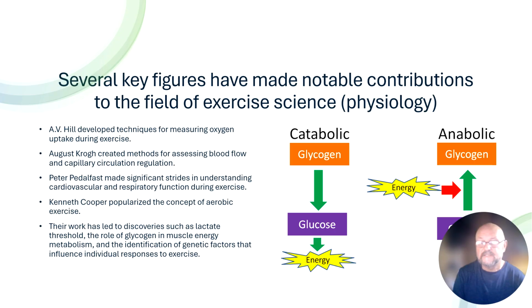And so their work has led to discoveries such as lactate threshold, the role of glycogen and muscle energy, which we'll talk about and show you a little bit in the diagram, and identification of genetic factors that influence individuals' responses to exercise. Way back when I was doing this in the 1980s and 90s, we referred to people as fast responders and slow responders, because some people respond very quickly to strength training or cardiovascular training, whereas others can get there, but it takes them longer because of their genetic underpinnings.